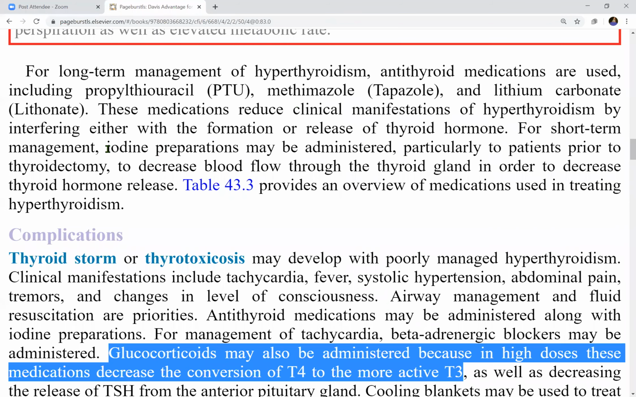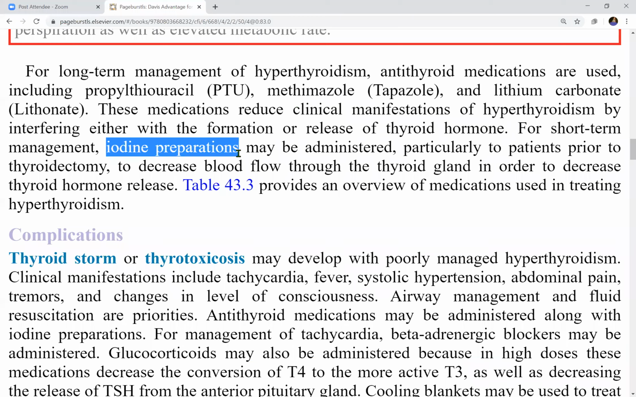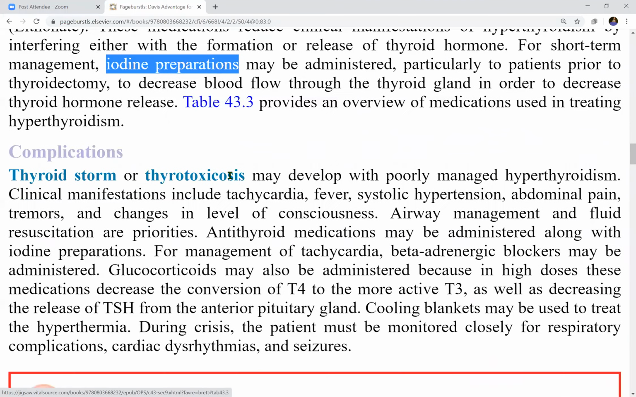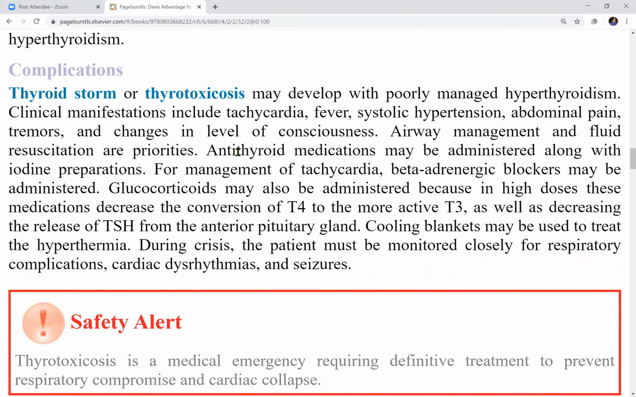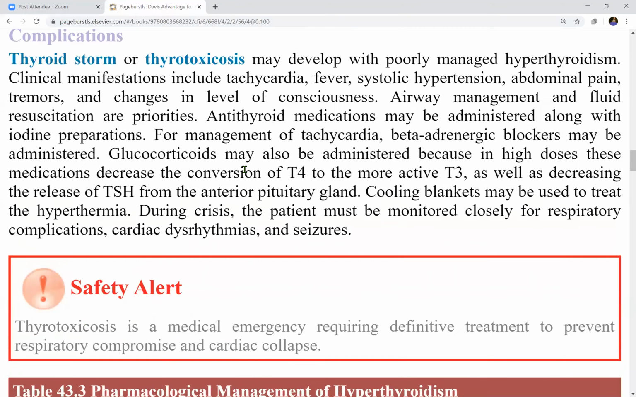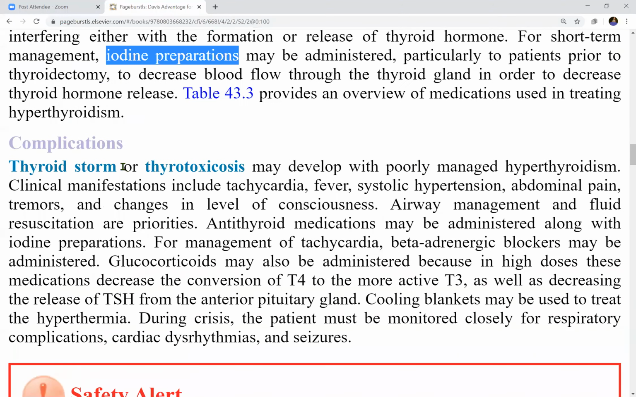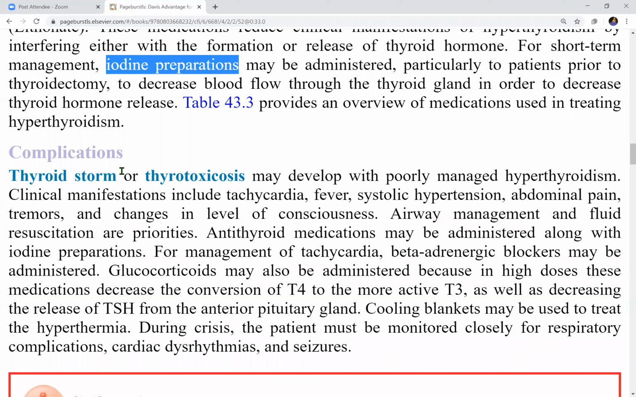So this is very important. We give this to the patient about 2 weeks before the surgery. So all these here, PTU, methimazole, and the iodine prep, will be enough to decrease blood flow to the thyroid, therefore decreasing its size, decreasing the possibility of bleeding during surgery. To combat thyroid storm also, by the way, thyroid storm is also an emergency, just like hypothyroidism, or myxedema, sorry.